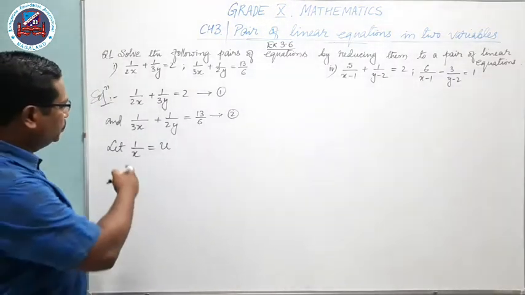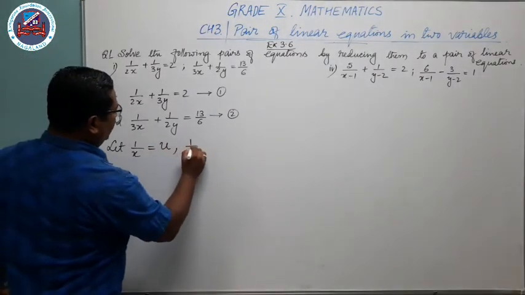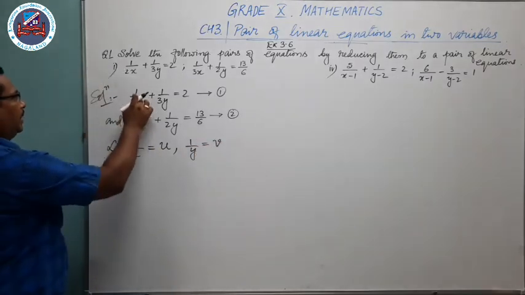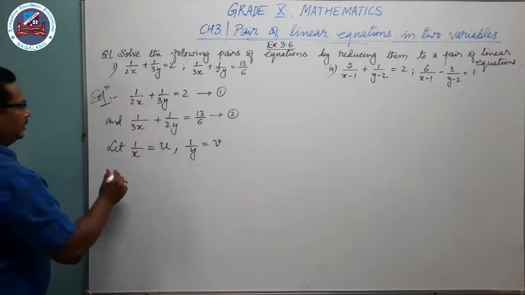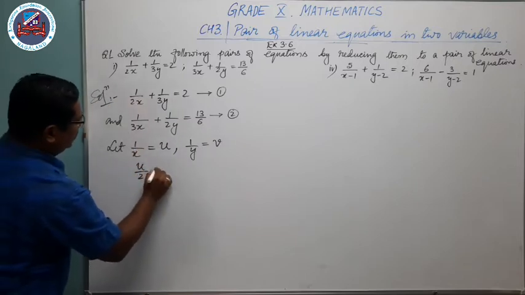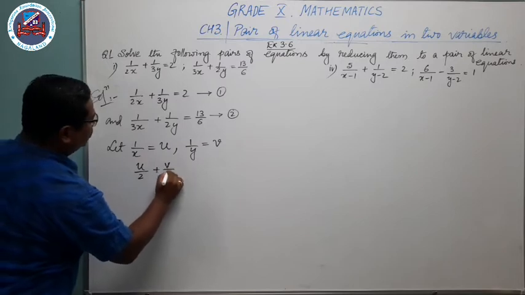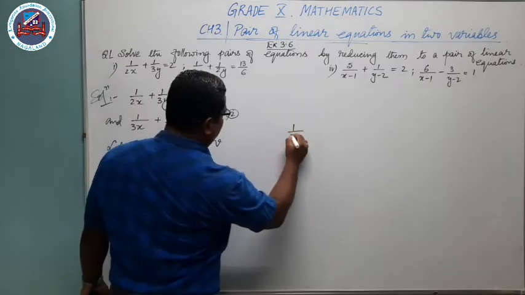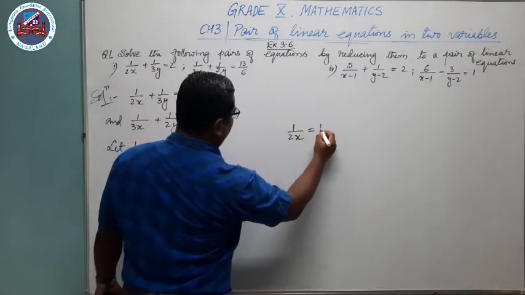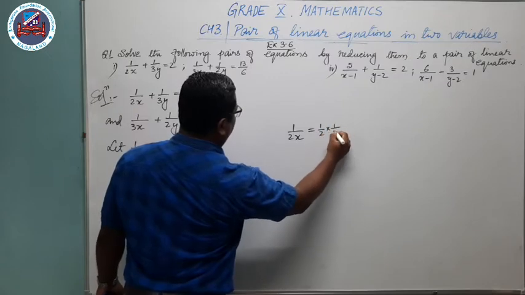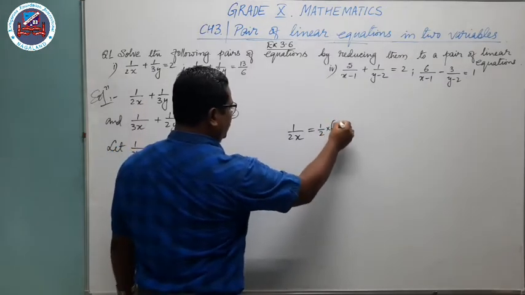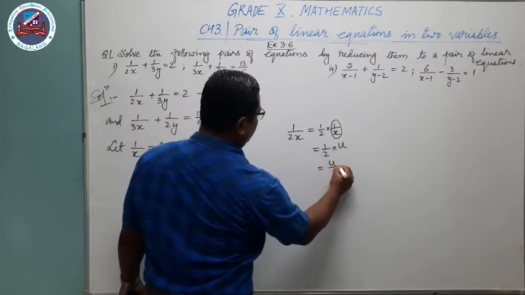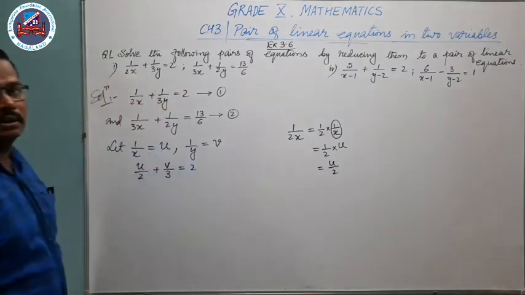So what you will do, let 1 by x is equal to u, or you can choose any letter. I am choosing u and v. 1 by y is equal to, suppose, v. Then this equation 1 will become, if 1 by x is u, then u by 2 plus v by 3 is equal to 2. It will look like this. 1 by 2x is 1 by 2 into 1 by x, and this term we are taking as u. 1 by 2 into u will become u by 2. Like this it will come out.